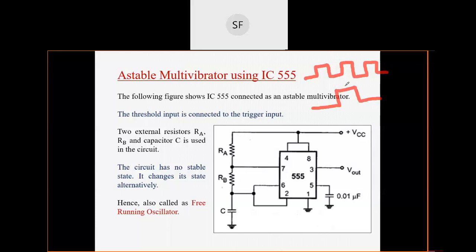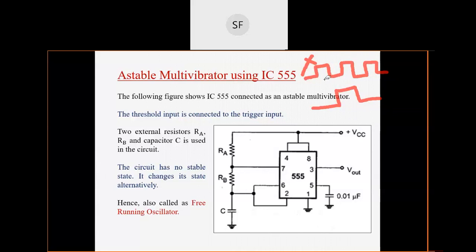Another important thing about monostable: you have to apply an external trigger and then you will get the pulse. So monostable was also called a pulse generator. But in the astable multivibrator, no external trigger is needed. Just give one power supply, that is VCC, and after application of the power supply, you will observe that at the output you constantly get a rectangular or square wave. So this is regarding the astable multivibrator and its output.